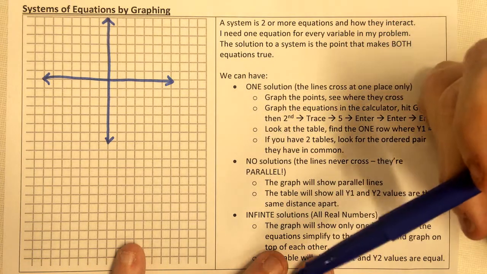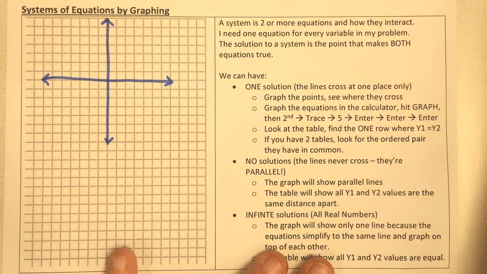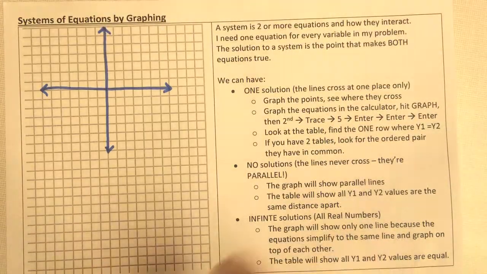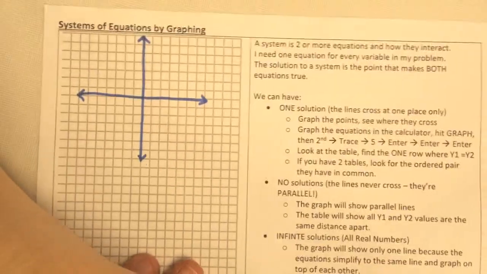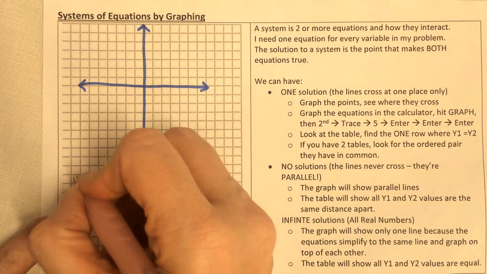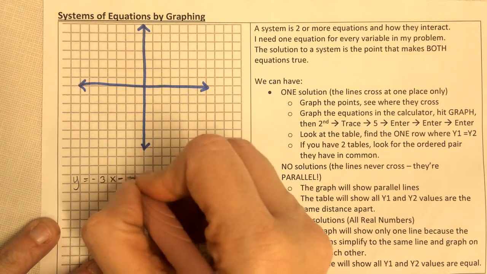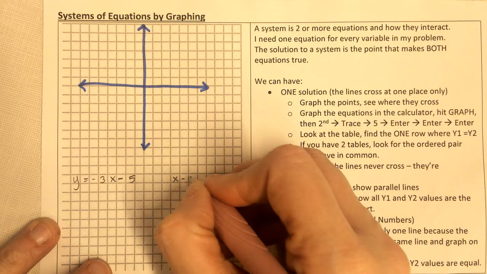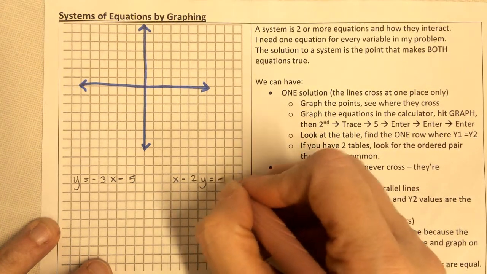So we have three different types of solutions we could have. We could have one solution, no solution, or infinite solutions. So we're going to look at two equations, and we're going to see what the solution to these two equations is. Okay? So the two equations we're going to look at are y equals negative 3x minus 5 and x minus 2y equals negative 4.